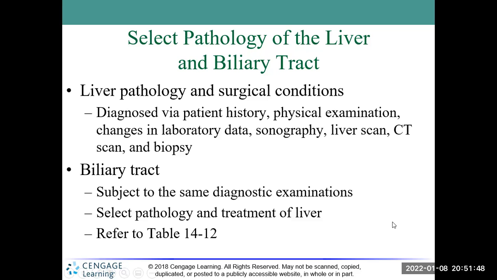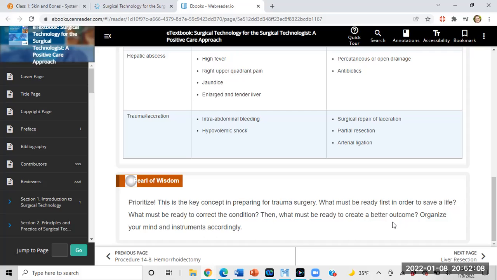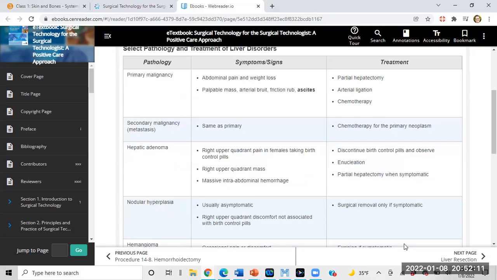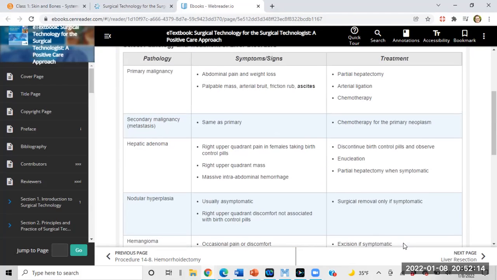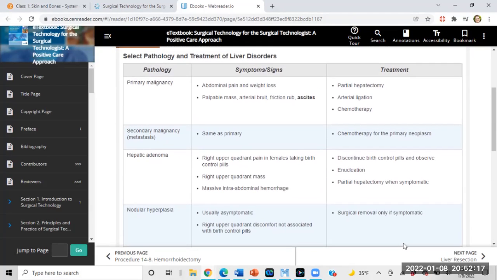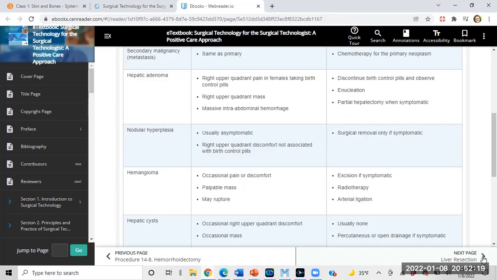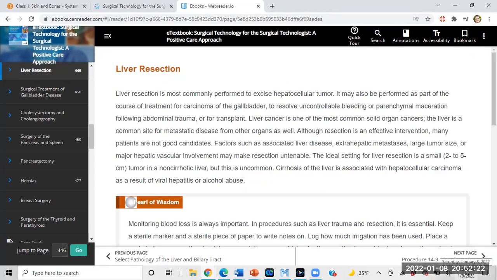The biliary tract. We have to do the same diagnostic exams that we did for the liver. So we're talking about the gallbladder and the biliary tract. So a lot of those pathologies are going to affect not only just the liver, but they're also going to affect the biliary tract. And that's going to influence the efficiency of digestion overall.